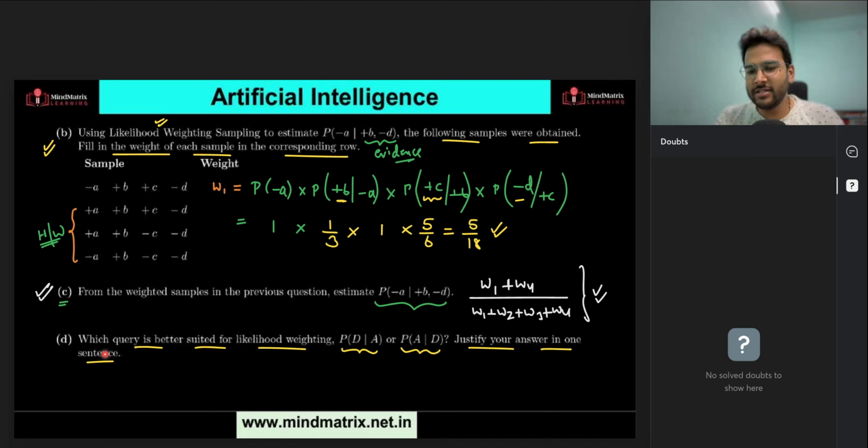Likelihood weighting evidence given all those things. See, when I say which query is better, that means you are trying to estimate these. Like in this scenario also, we are trying to estimate this, right? Our evidence is plus B minus D only, but we are trying to estimate this. So now which one is better? Can I say D given A is better? What do you think? Probability of D given A is better?